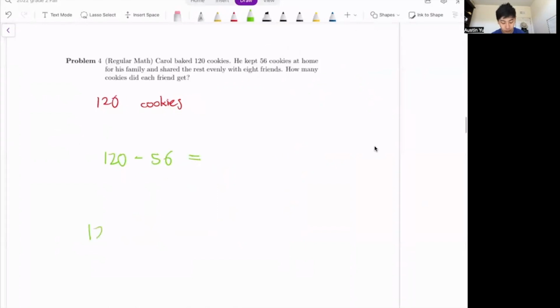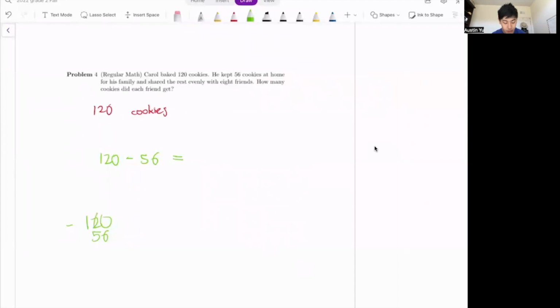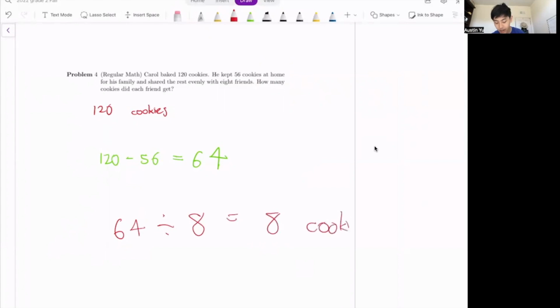Let's do it in vertical form. 0, borrow a 1 from the 2, 2 becomes 1, 0 becomes 10, 10 minus 6 equals 4, and 11 minus 5 equals 6. So this is 64 cookies left over, and we share the rest evenly with 8 friends. 64 divided by 8 equals 8 cookies for each friend. The answer is 8 cookies.